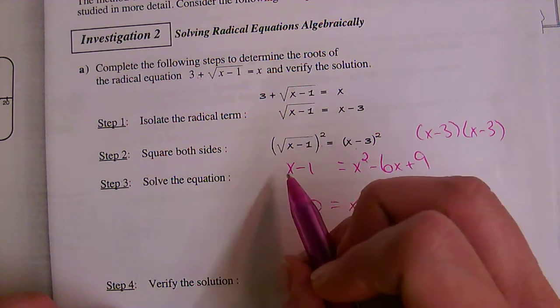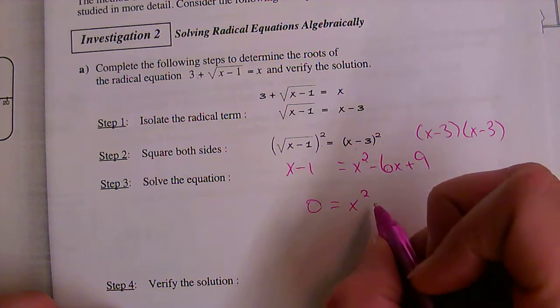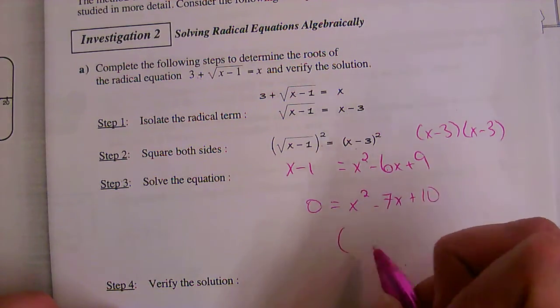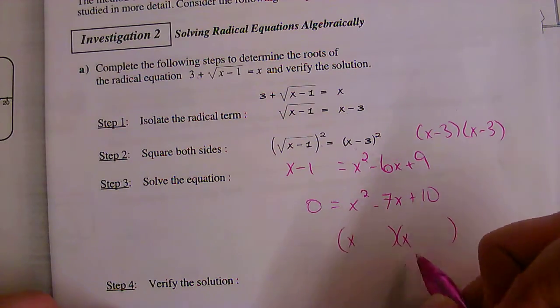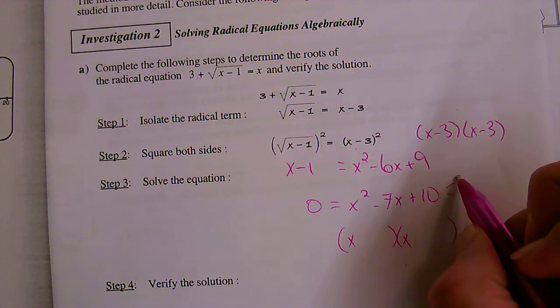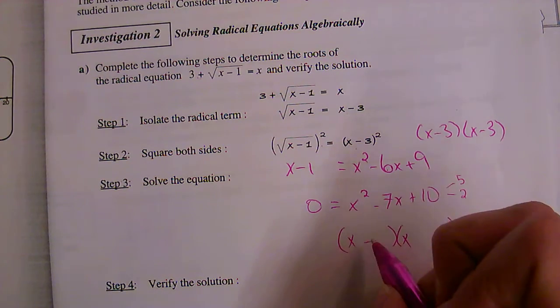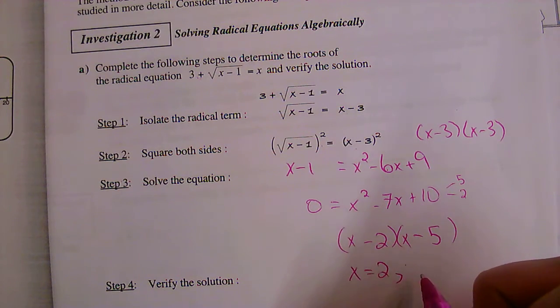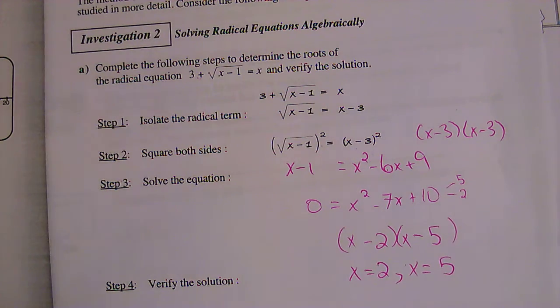So x squared, then negative 6x minus x is negative 7x. And then plus 1 is going to be 10. And then we factor and we ask ourselves what multiplies to be 10 that adds to be negative 7. Okay, 5 and 2, and then I just have to make them both negative. So x is equal to 2, x is equal to 5.